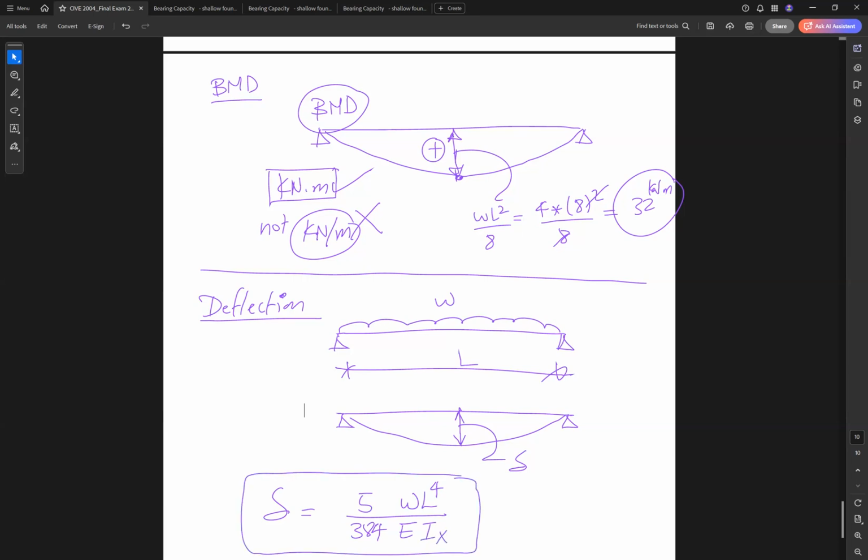So this is the value of deflection. It's not going to be in the test. No. Up to here only in the test. So that's just the compound. Just a reminder, this is the last part of the beams.